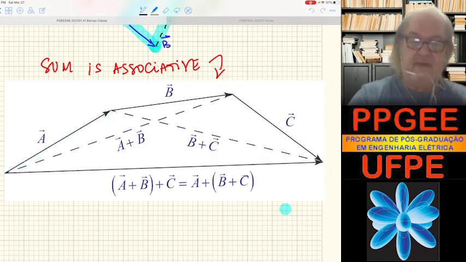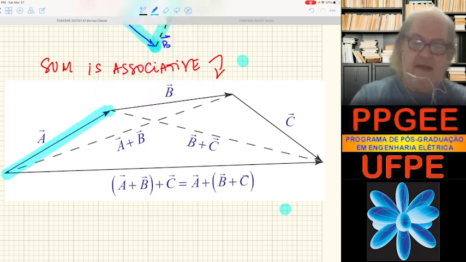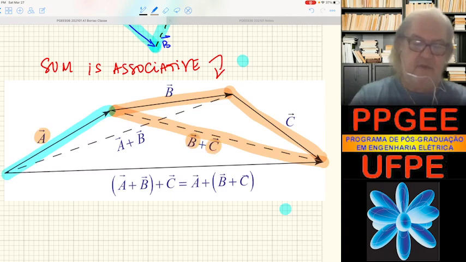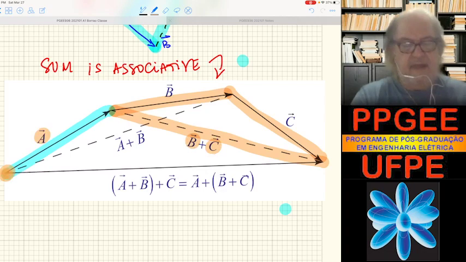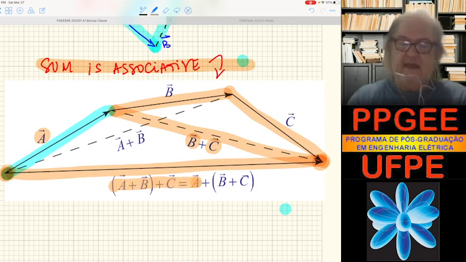Now we go again. We hold A and make the sum of B plus C. We have this B plus C here. Again, summing A plus the sum B plus C is to start at the beginning of A and end at the end of B plus C. So that's the sum vector, which is the same. So the sum is also associative. A plus B first, plus C, is the same as A plus, associating just the sum B plus C afterwards, okay?